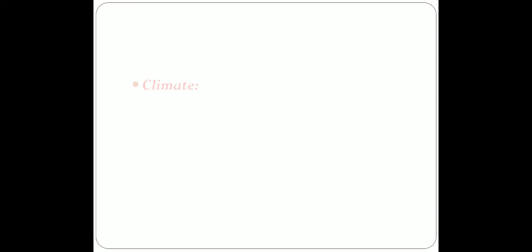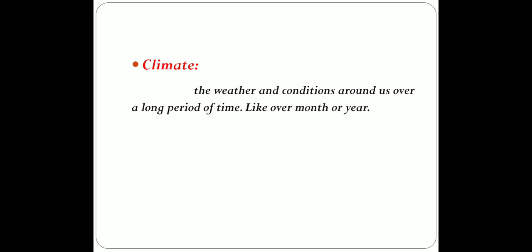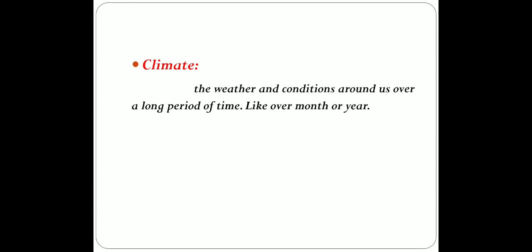The climate is the weather and the conditions around us over a long period of time, like over a month or a year. So the climate is the weather and condition predictions around us over a long period of time, like over a month or a year. This is the difference between the weather and the climate.